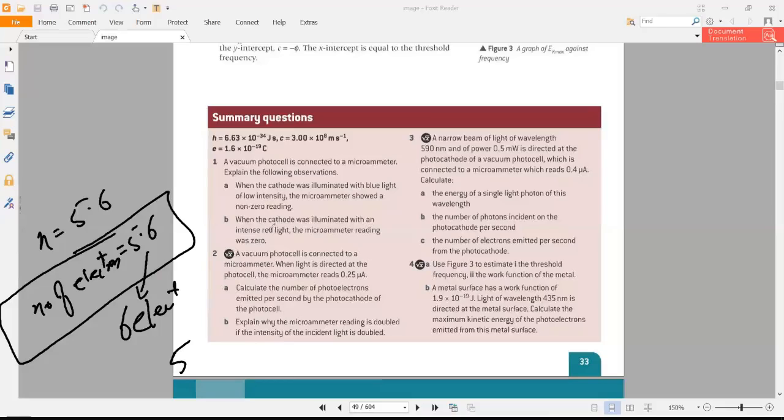Okay, 0.25 times 10 to the power minus 6 divided by 1.6 times 10 to the power minus 19. What is your answer? 1.5625 times 10 to the power 12. Yeah. Okay. What is the charge of 1 electron? 1.6 times 10 to the power minus 19.